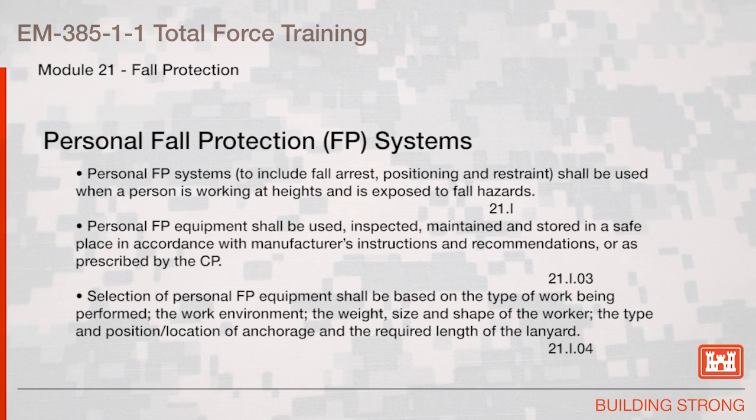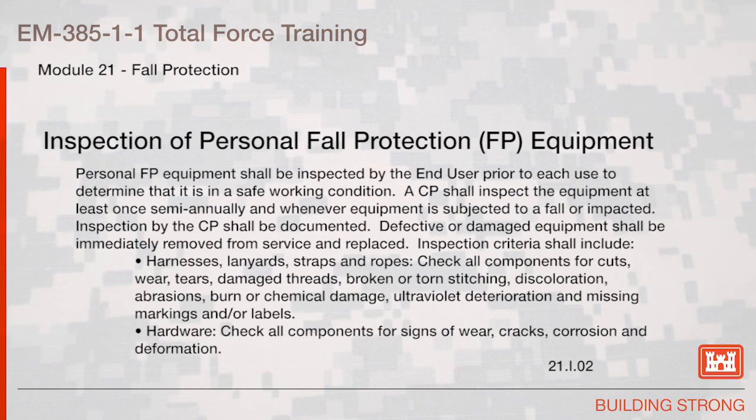Selection of personal fall protection equipment shall be based on the type of work being performed, the work environment, the weight, size, and shape of the worker, the type, position, and location of the anchorage, and the required length of the lanyard. Inspection of personal fall protection equipment. Personal fall protection equipment shall be inspected by the end user prior to each use to determine that it is in a safe working condition. A competent person shall inspect the equipment at least once semi-annually and whenever equipment is subjected to a fall or impacted.